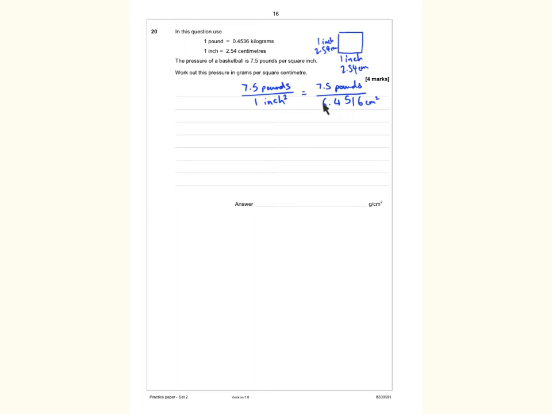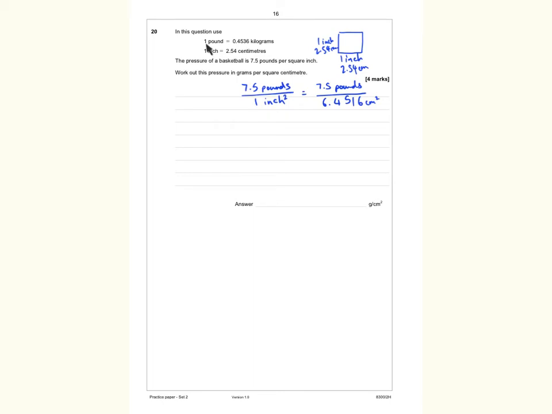So to change that, I need to make it 1 centimeter squared at the bottom. So now what I have here is a fraction. So I would have to divide the bottom by 6.4516, and I have to divide the top by 6.4516, to get 1 centimeter squared at the bottom. But I'm actually going to do that afterwards, because let's change the pounds into grams first.